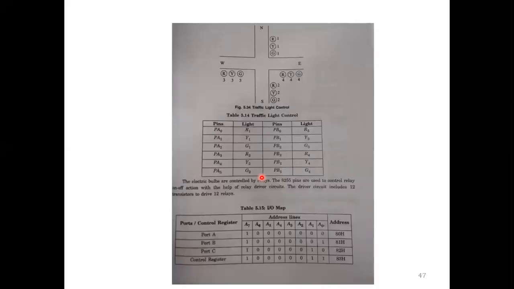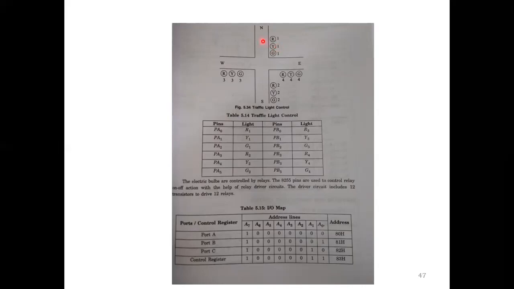Let's consider this traffic light road with the conditions. Here we are using R1, Y1, G1, R2, Y2, G2 like that. We have four sets of RYG, that is red, yellow, green. Each bulb is connected to a particular port. If I give 1 to the particular port, the light will be enabled. If I give 0, the light will not glow.